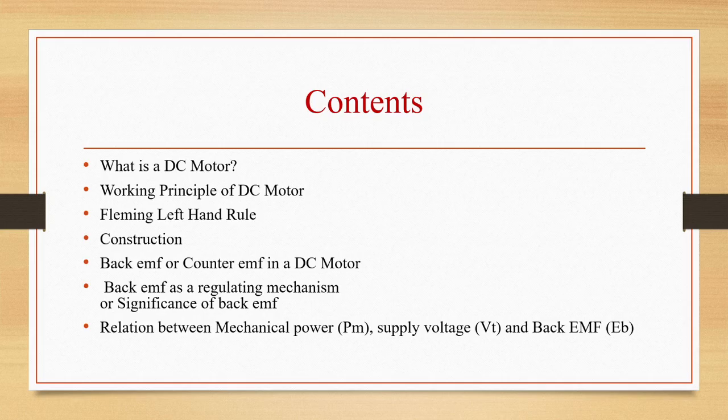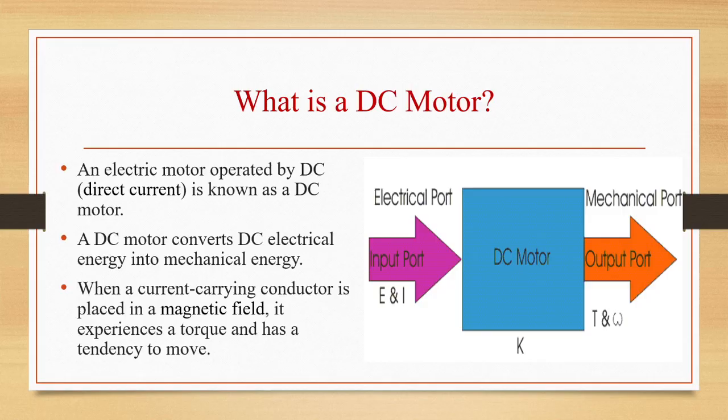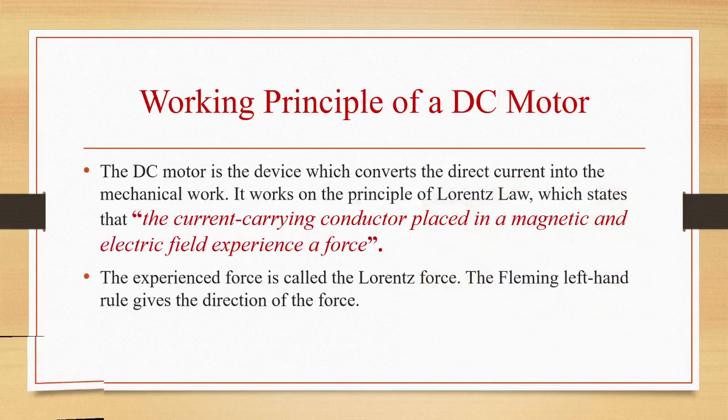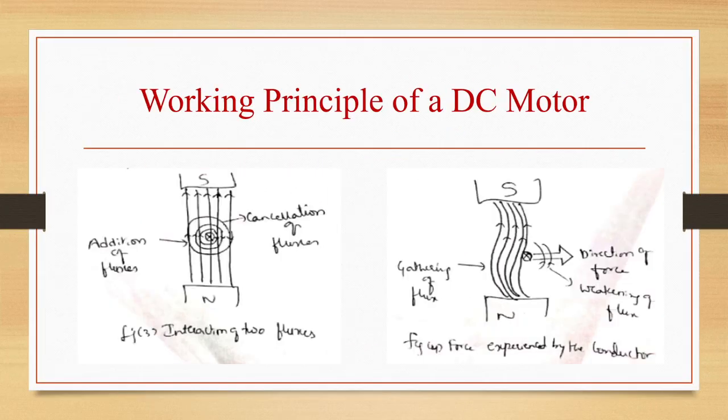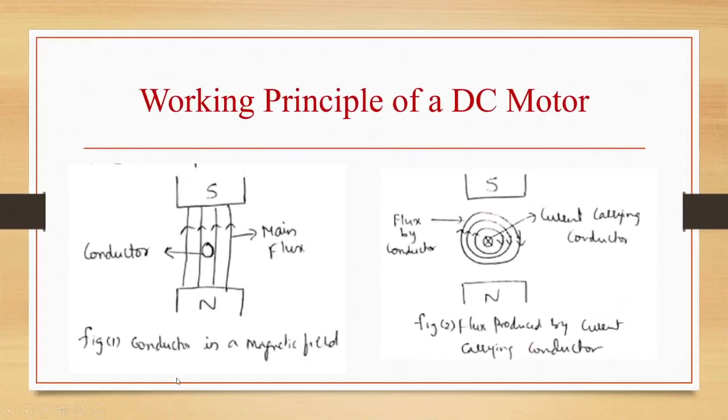Then we have seen through diagrams how a DC motor works. So there are four diagrams here. First diagram is showing a conductor placed in a magnetic field and showing the direction of the main flux. Second diagram is showing the flux produced by the current carrying conductor. Away from the observer is the direction of current, and according to that direction of current, this is the direction of flux, that is in the clockwise direction.